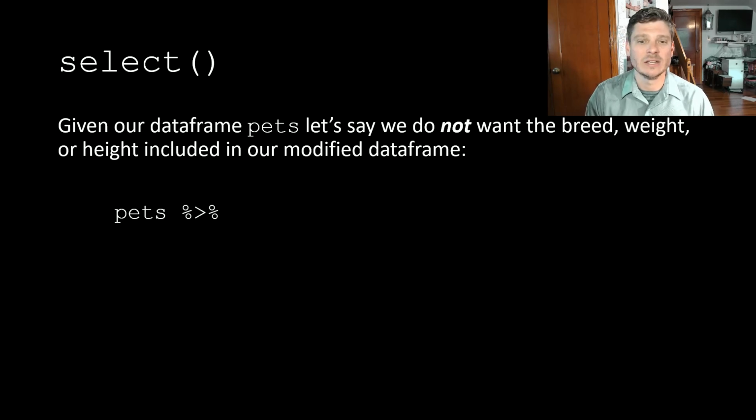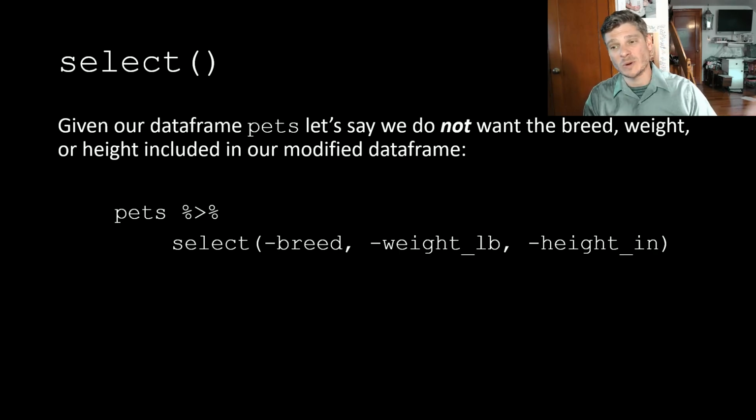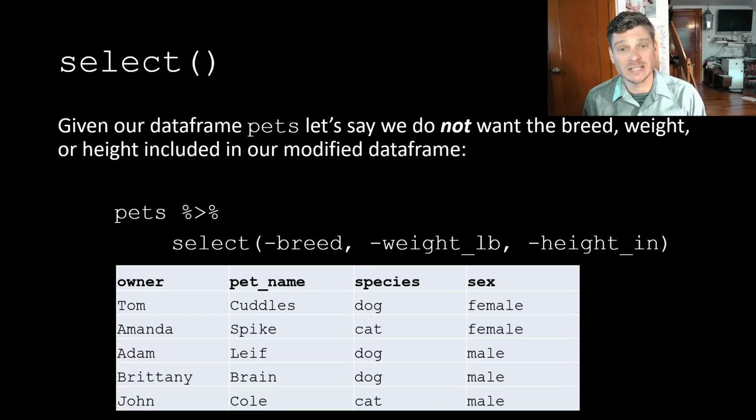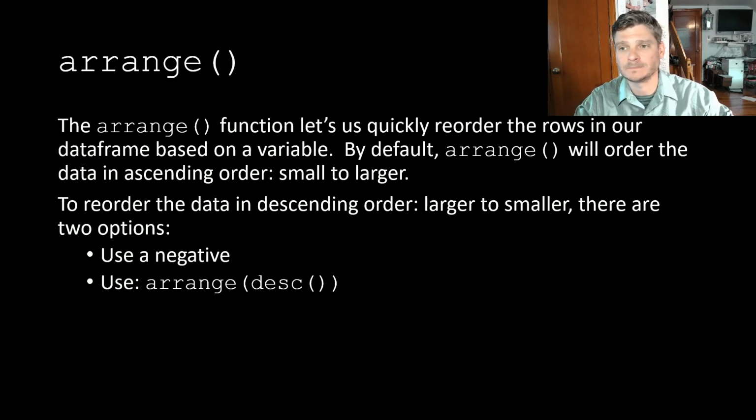So again, we take our data frame pets, we're piping it into select, but this time to get rid of those columns, minus breed, minus weight in pounds, and minus height in inches. And it's going to return the exact same data frame. So again, 2 ways to get to the same place. But again, it really depends on whether you're just trying to get rid of some columns and variables, or you want to necessarily think about it in terms of retaining them.